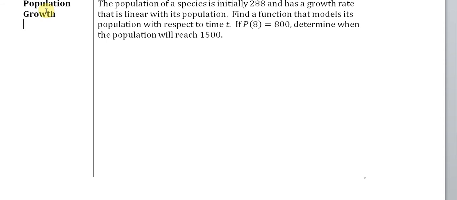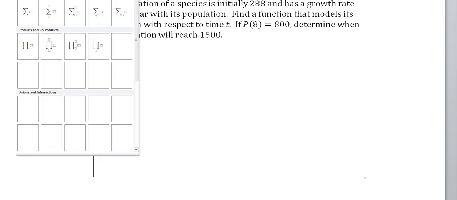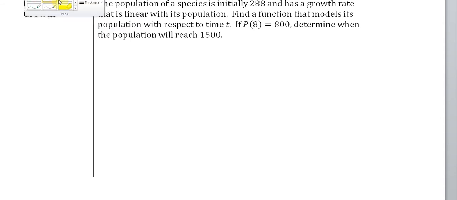Suppose you have a population of a species that initially has 288 members and has a growth rate that is linear with its population. So the goal here is for us to somehow understand the connection between these various quantities and then use it to write a differential equation. Find a function that models its population with respect to time t.